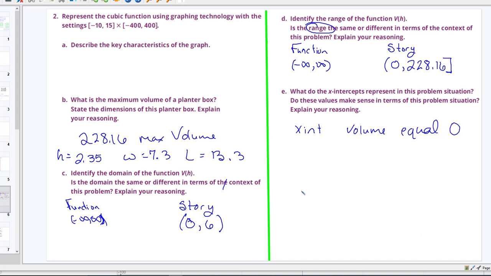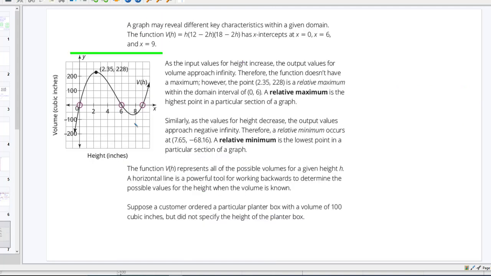So we've talked about that. Does a 0 volume make sense in our story problem? No, because there isn't any time that you're going to make an object, a planter box, with a volume of 0. When we're dealing with this, we talked about other things. So let's talk about that relative maximum. That relative maximum is the highest point we can get to. We also have a relative minimum, which is our lowest point.